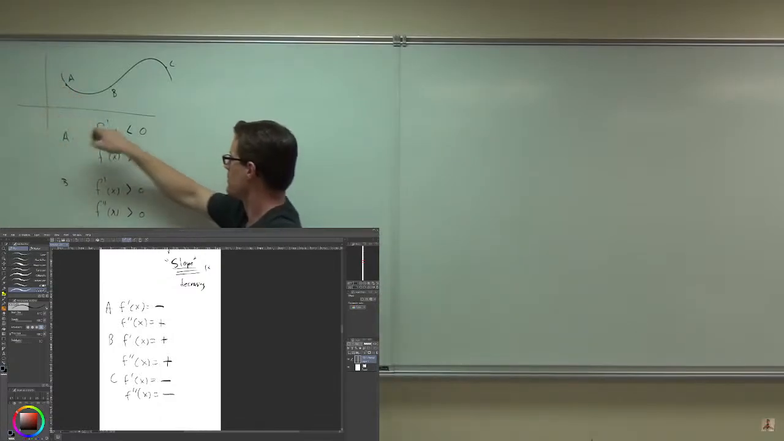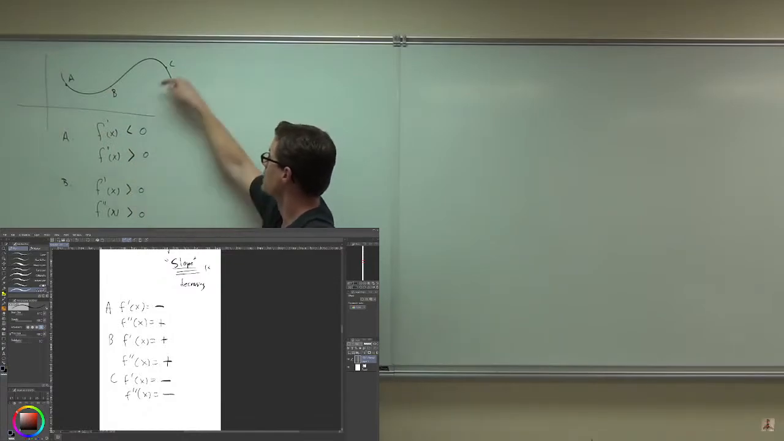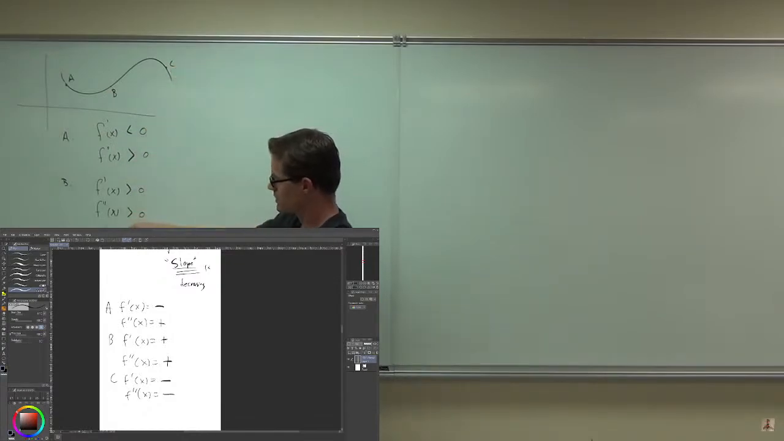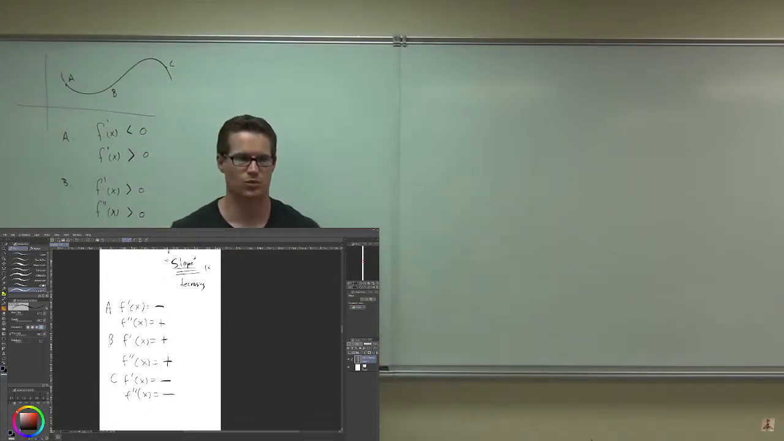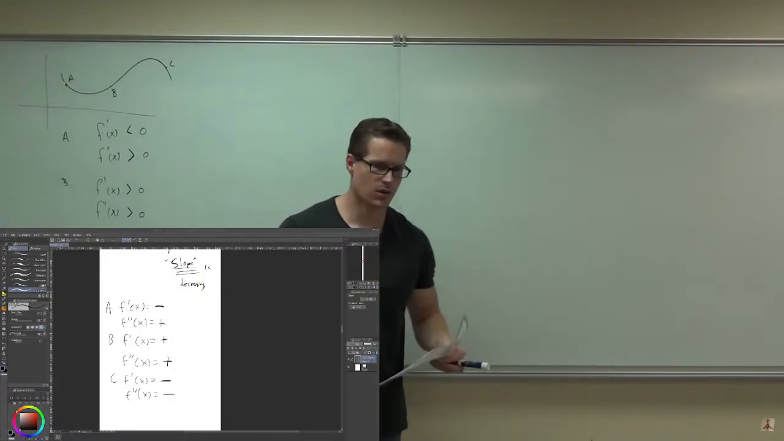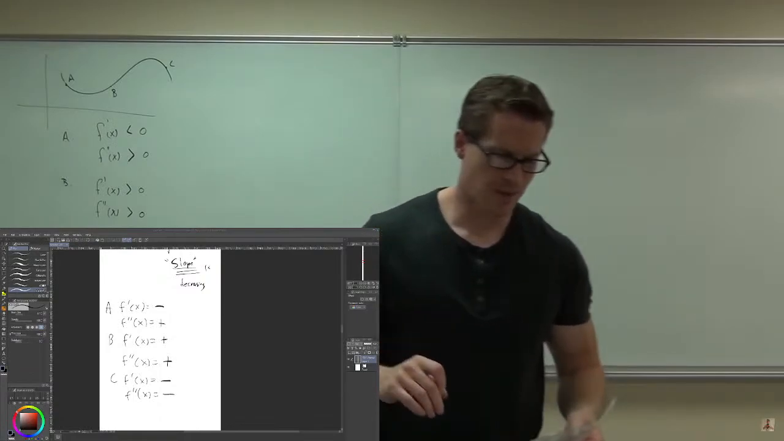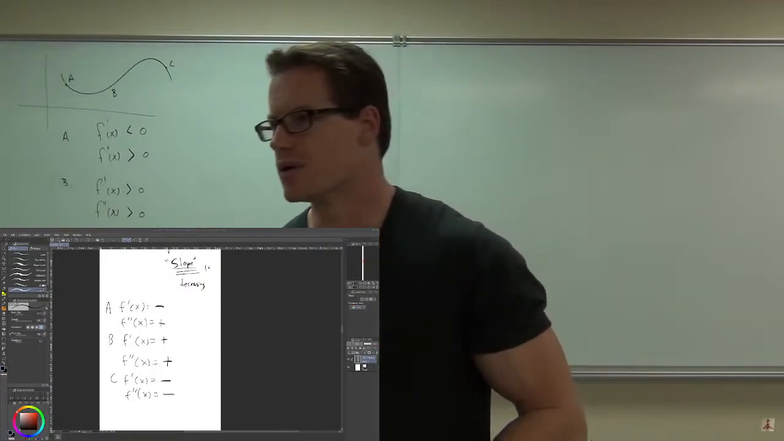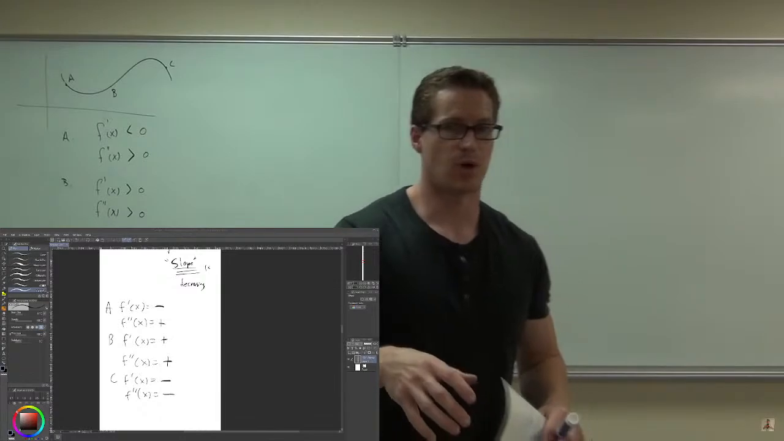Decreasing, concave up. Increasing, concave up. Decreasing, concave down. That's the same exact idea that we just talked about. Now, the next thing we're gonna start getting into is relative extrema and how that relates to graphing polynomials.